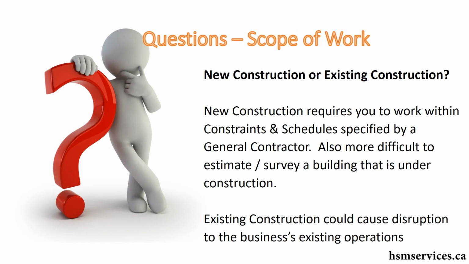Now, is this new construction or existing construction? If this is a brand new building that doesn't exist yet and you're responsible for installing the Wi-Fi, then you'll be working with the general contractor. And the general contractor is the person who is responsible for building the building. And of course, one of the things that we'll talk about later is how to survey a building, and that means going in there and taking measurements and figuring out where all the components of the system go. It's a lot harder to do that with a building that doesn't exist yet.